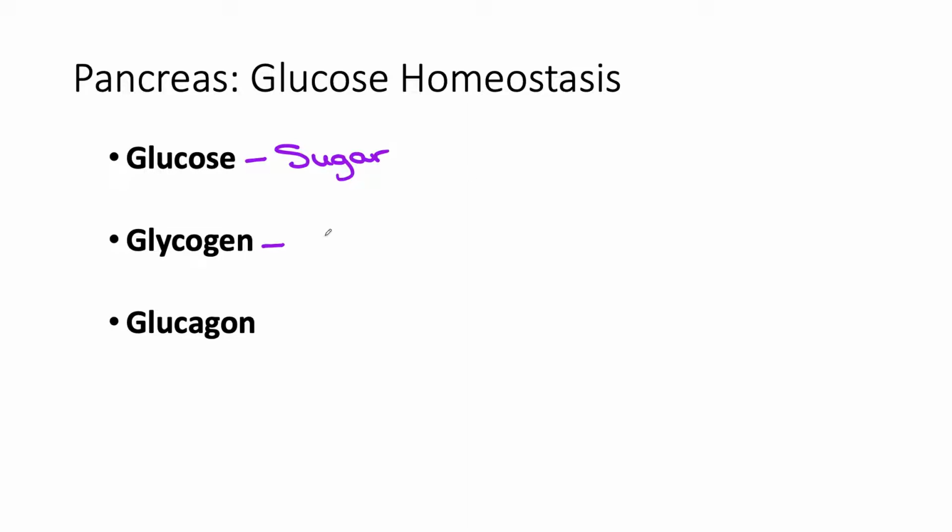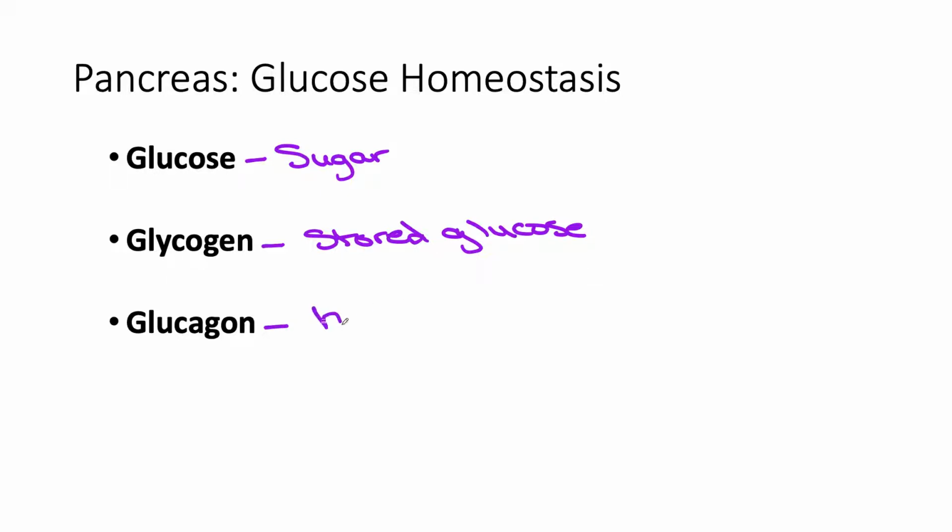Glycogen is a form of stored glucose. So when we have extra glucose and we want to store it, but just for a little while, maybe not forever, but for a little while, we store it as glycogen. If we're going to store it long term, we generally store excess glucose as fat.